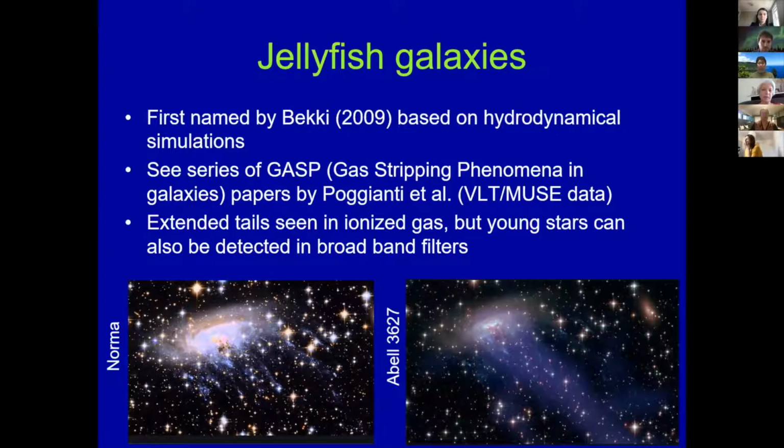From what I had found, jellyfish galaxies were first named by Becky, but we heard this morning from Matt Owers that there was already a previous name given to these galaxies a few years earlier, though that was based on hydrodynamical simulations. There have been a series of papers by Poggianti and her group based on VLT-MUSE data. If you're interested in recent results on jellyfish galaxies, you should read those papers. They're extremely nice. Extended tails can be seen in ionized gas, but you can also see young stars in broadband filters, and that's what we are going to do.